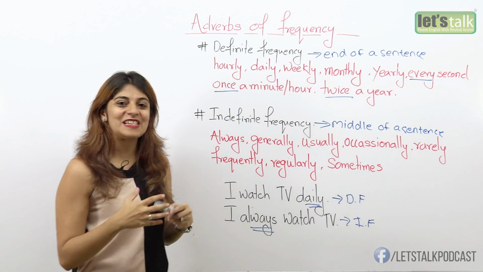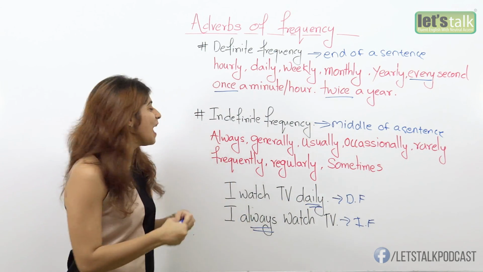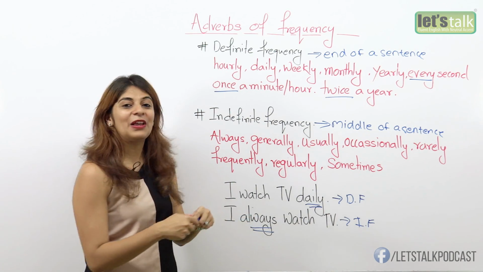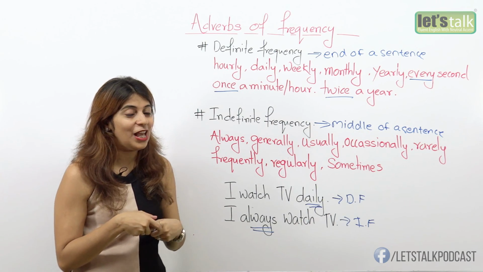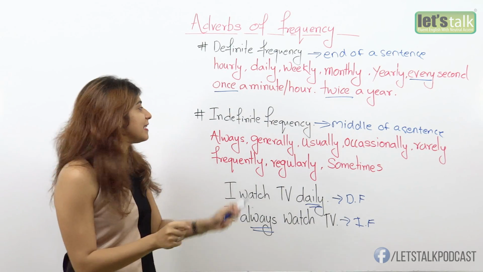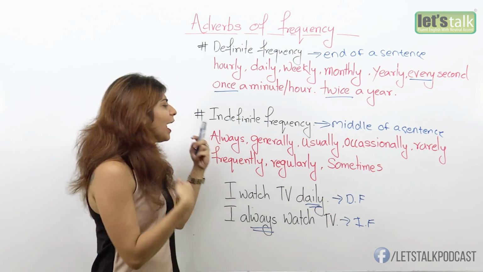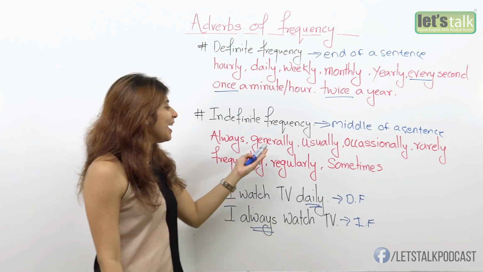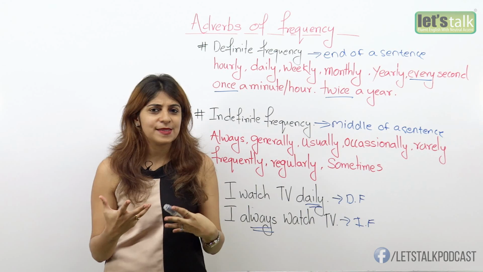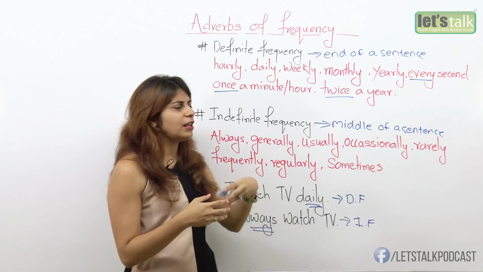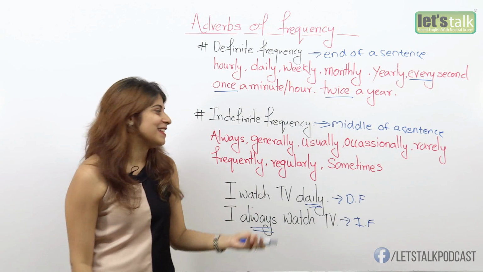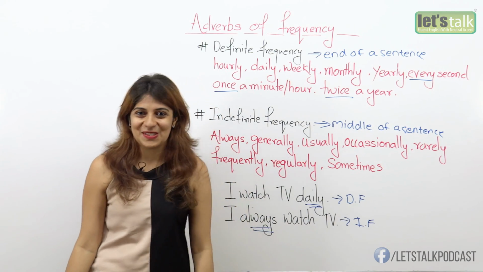Okay, so now let's understand how you would use it in your sentences. Well, the first one that I have for you is always. Like we saw an example here that I always watch TV. So here we are not talking about a particular time or a definite time. Hence it comes under indefinite frequency. So I always watch TV. Then the other one that we have for you is generally. Well, how do you use this? I generally watch TV soaps. Yes, I love too much of drama. Hence, I generally watch TV soaps.